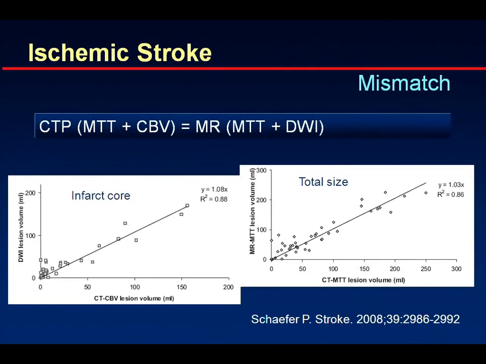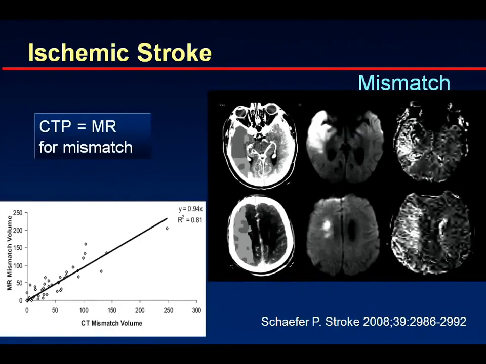Here's a nice study that showed that the infarct core and the total size, when measured with CT and compared to MR, is correlating extremely well. High R correlation coefficients and actually an almost identical line, same over here. So basically these two things obviously measure the same thing. Same holds true for the mismatch. So basically, again, both of them give you very similar results.